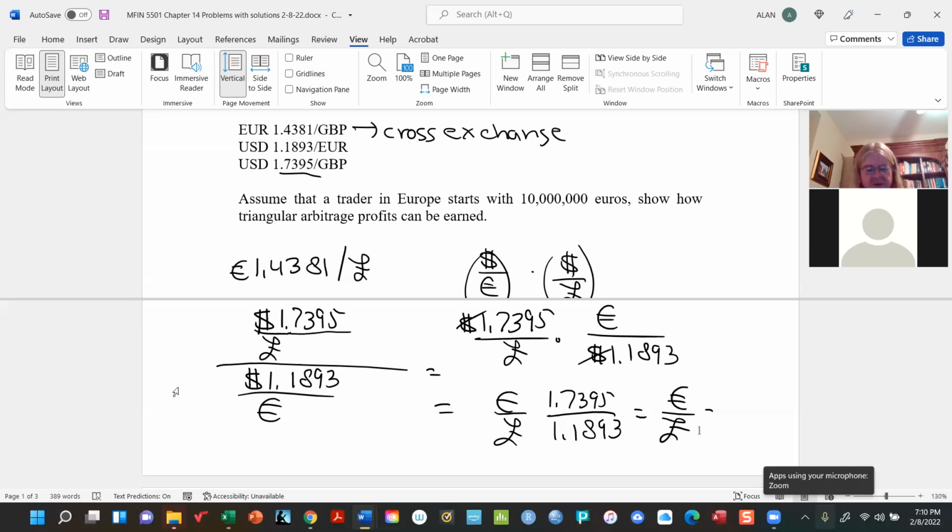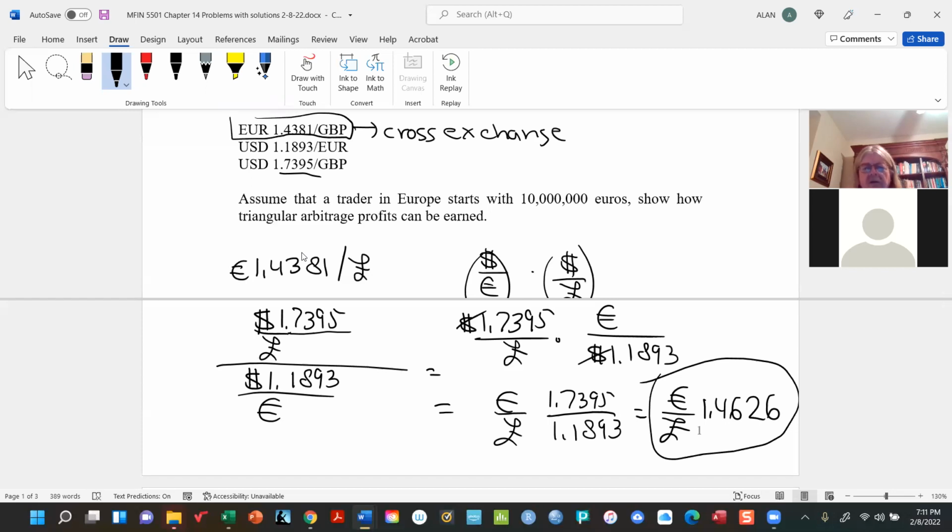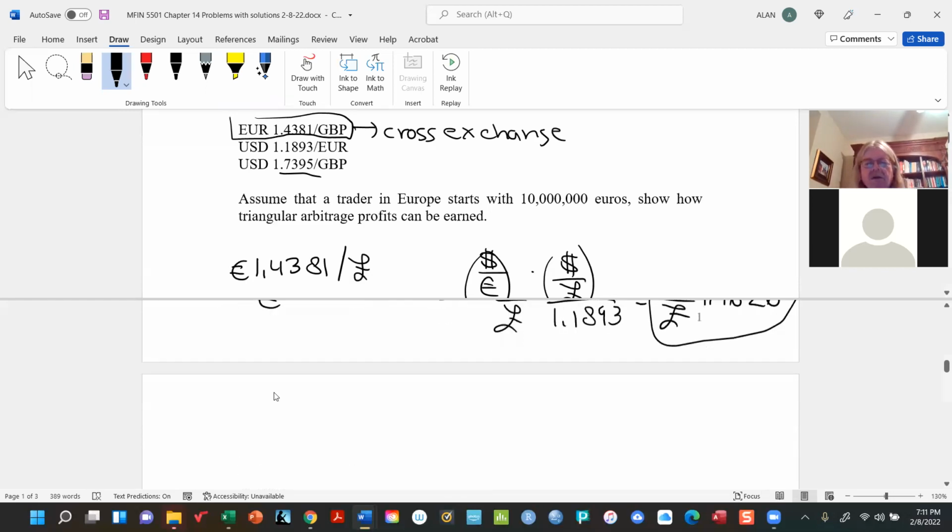So let's take out the calculators. 1.7395 divided by 1.1893, and that's going to be 1.46. Oh, wait, hold on one second. I don't want this equal sign here. It's just 1.4626. Now, does that match up with the cross exchange rate that we were given? It does not. Up here you see they gave us a quote of 1.4381. So in other words, the quote that we were given is offering to pay too many euros for each pound that we give them. So we could bring pounds to them and they'll give us too many euros for each pound. That's the key as to what our strategy should be.